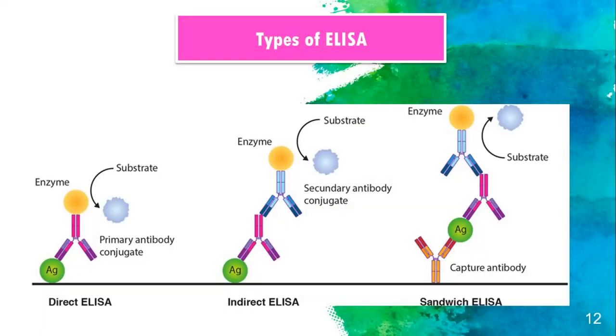To summarize, we have here the diagram of the different ELISA techniques that are mentioned in this presentation, which are the direct, indirect, and sandwich type of ELISA. So, the difference in the mentioned techniques is usually in how the substrate is added to the sample or how the antibodies and antigen are configured in the sample.